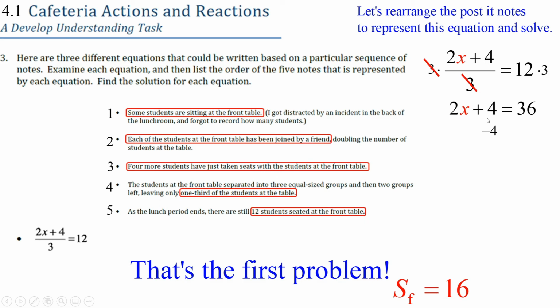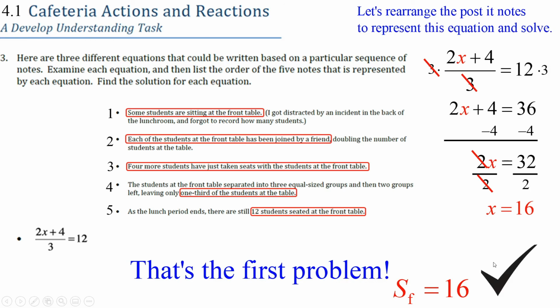And then we have to undo multiplication by 2. Let's divide both sides by 2. There's the left. There's the right. So what do we have? Well, the 2's cancel now, leaving us x equals 32 divided by 2. And that's 16, and that is what we were hoping to get. I think we have solving equations down.